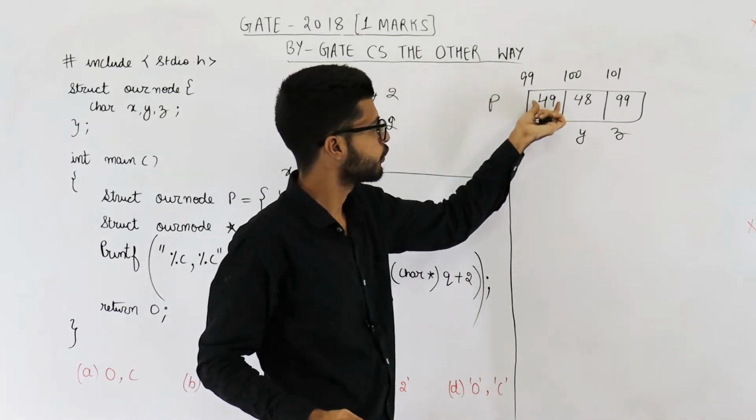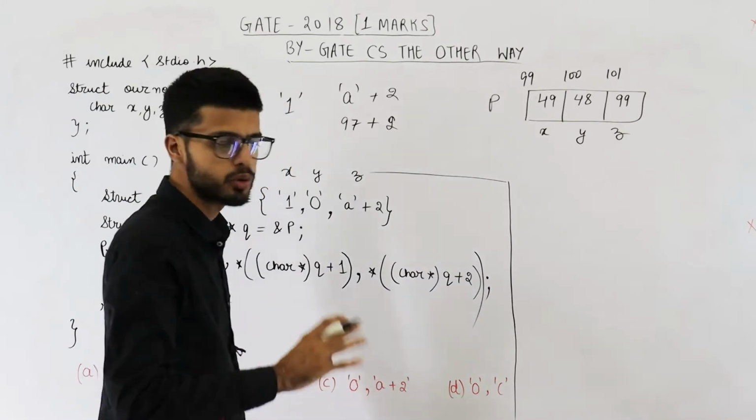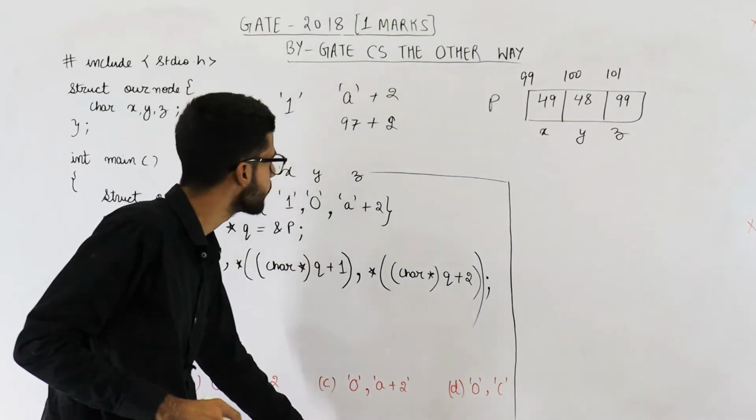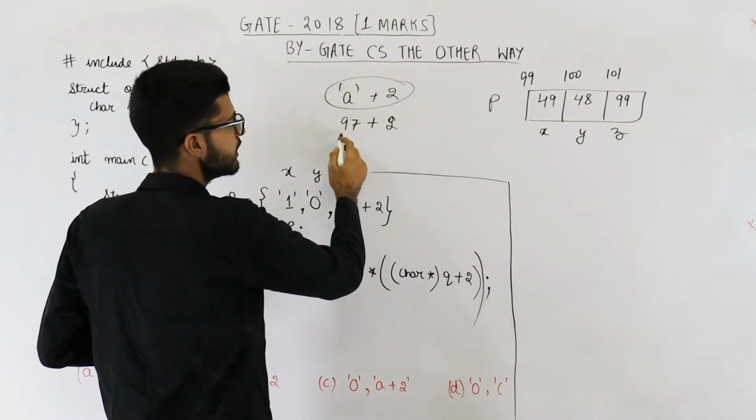In these 8 bits, 49 is saved. In these 8 bits, 48 is saved, and 99. You don't need to know these values. For solving this also, you don't need these values.